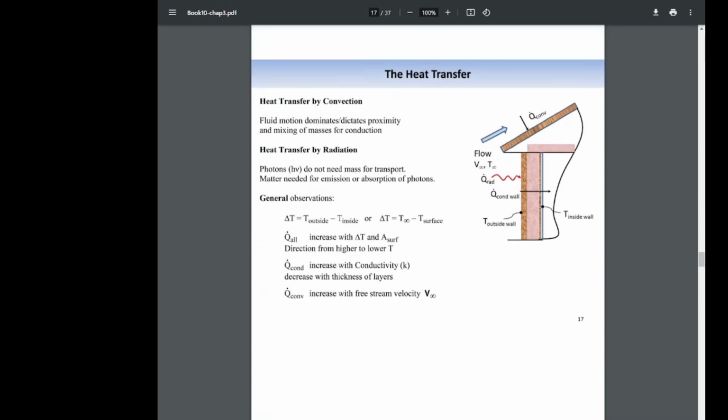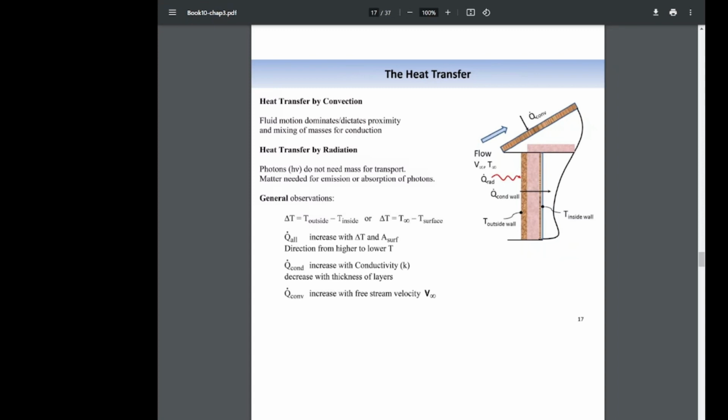Okay, so what we'll do is look at, as an example, a home with some insulation, walls, and a roof or ceiling. Inside walls are over here, outside walls over here, and heat is traveling through the wall. First thing is we have a delta T, which is equal to the outside minus the inside, or we can write this as the surrounding environment minus the temperature of the surface.